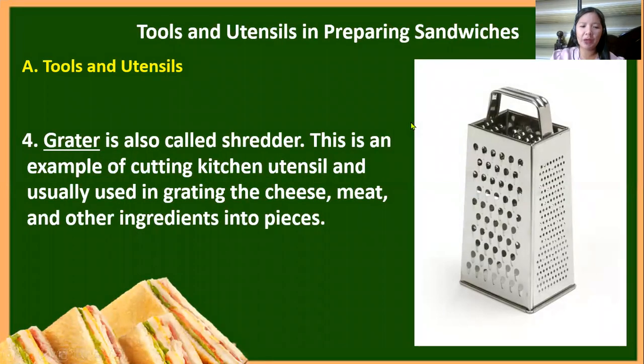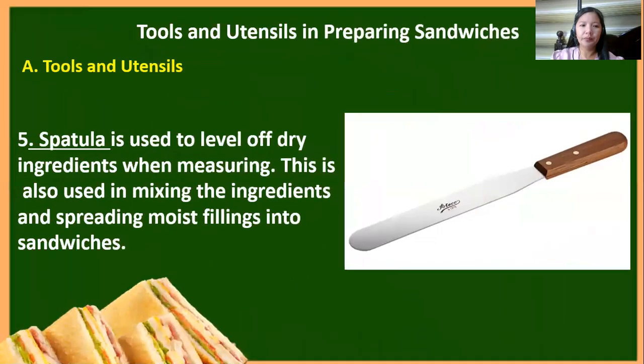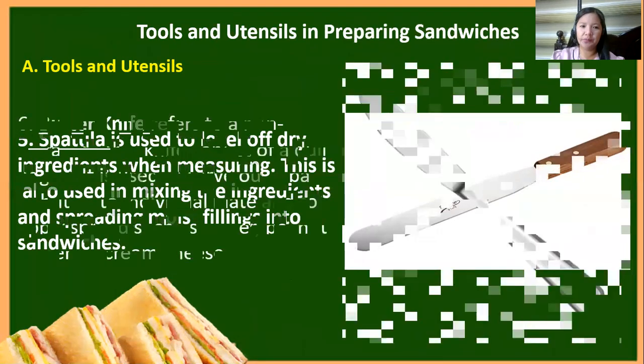Okay, so we also have a grater. A grater is also called a shredder. This is an example of a cutting kitchen utensil and is usually used in grating the cheese, meat, and other ingredients into pieces. For number 5, we have a spatula. It is used to level off dry ingredients when measuring. This is also used in mixing the ingredients and spreading moist fillings into sandwiches.